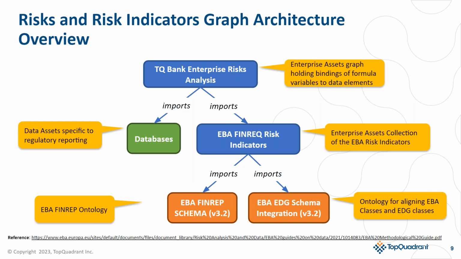So at a high level, the architecture that we're looking at today uses TQ Bank as an example, and the enterprise risks that apply to banking today. Then we looked at the EBA, the European Banking Authority, for risk indicators. We tie that to the databases that hold that information. And then we apply that ontological layer over top of it to define what the model actually means and what it looks like.